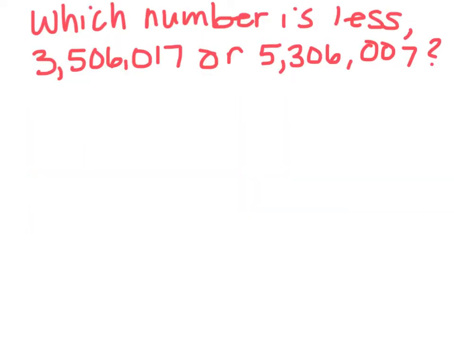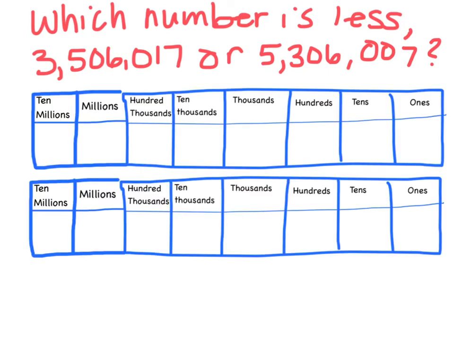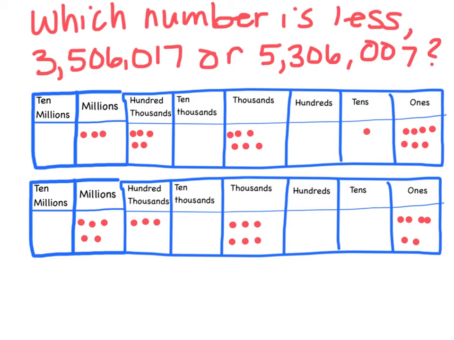Let's try with larger numbers. Which number is less, 3,506,017 or 5,306,007? Once again, let's insert our place value charts to help us visualize the difference between these two numbers. And let's quickly fill in our place value charts. This number is 3,506,017. And the next number is 5,306,007. Once again, we begin at the left and work our way to the right, comparing our numbers as we go.